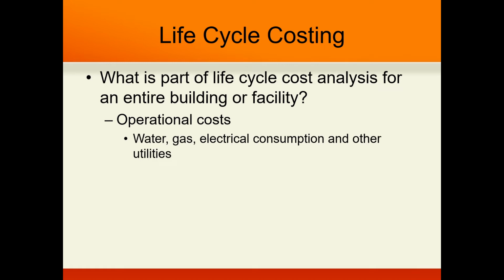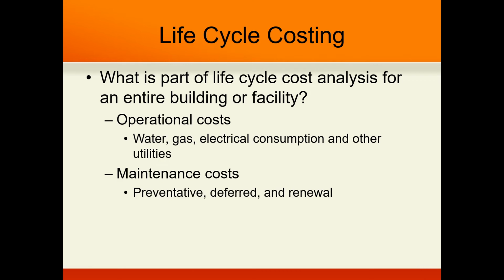What is part of the life cycle cost analysis for an entire building? That's the big question. What do we include? Operational costs. Now, this is water, gas, electrical consumption, and other utilities. It could be other things that we have as well. We have to look at maintenance costs, not just preventive maintenance, but the building renewal. If you're doing it for the life cycle costing of the building, you know that many of those systems are going to be replaced during that time. HVAC, fire alarms, any of that stuff will be replaced. Others not quite as often. Inflation is going to have to be part of that.